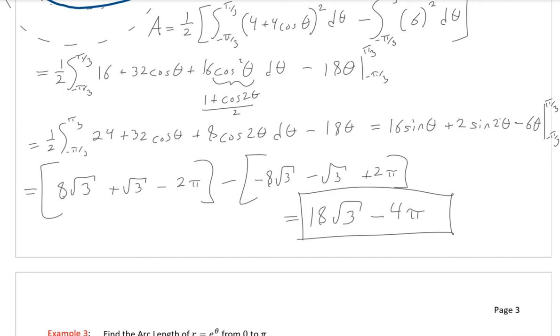And that's going to be our answer there. Note one last thing, particularly when you're doing areas like this, you do want to make sure that your area is positive, because area should be positive. If I look at this, this is 18 times something bigger than 1, so something bigger than 18. This is 4 times pi, which is roughly 3-ish, so this is close to 12. So something bigger than 18 minus 12, this is going to be positive. Don't even need a calculator to check that.